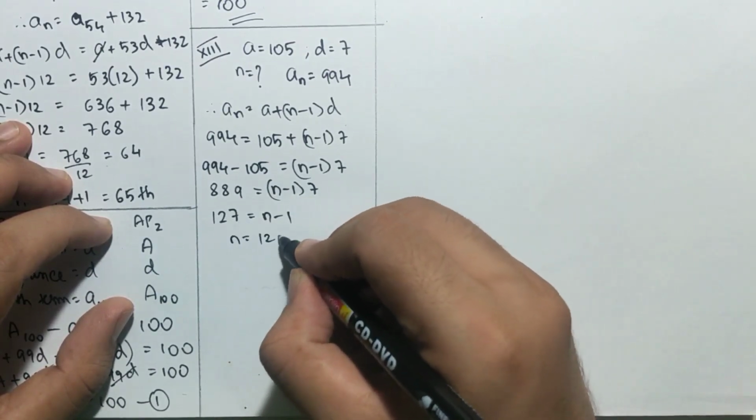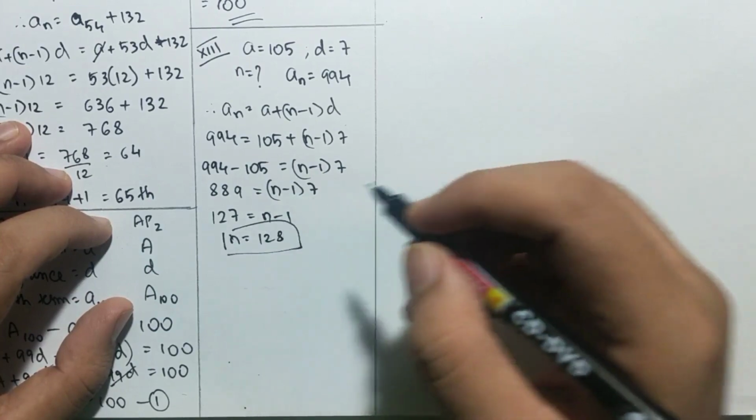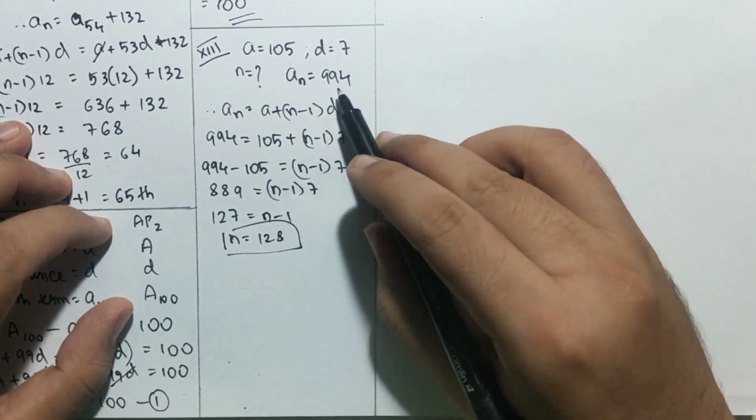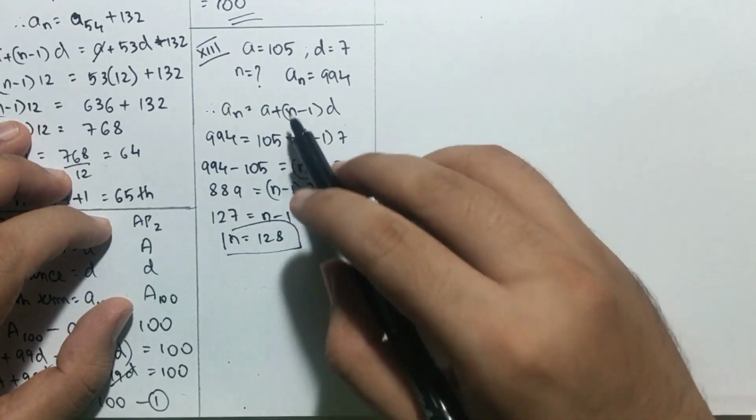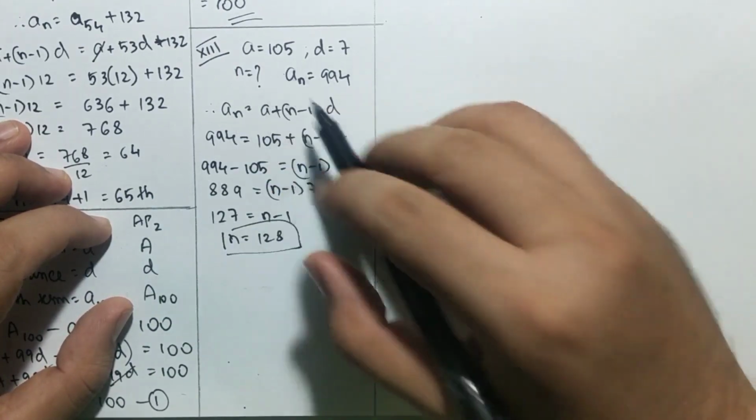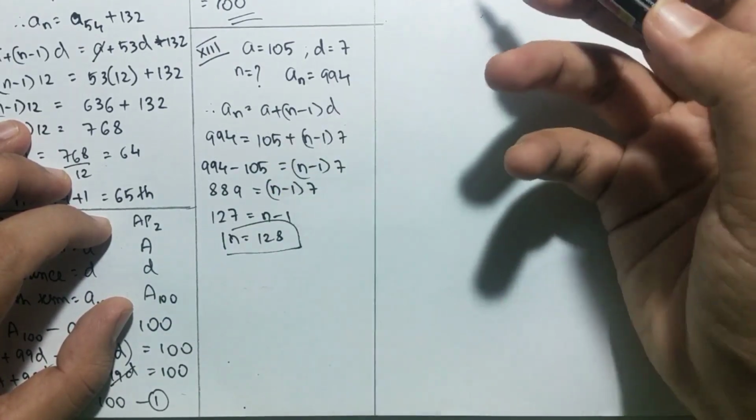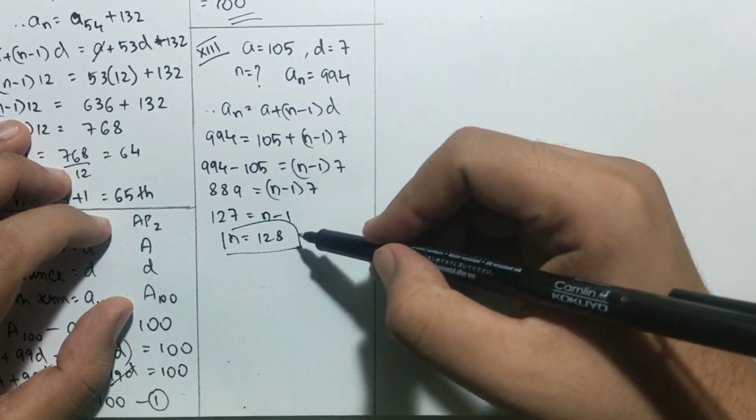So n will be equal to 128. See, this term 994 is the 128th term of this AP. So if this is the last term, that means how many total terms are there?